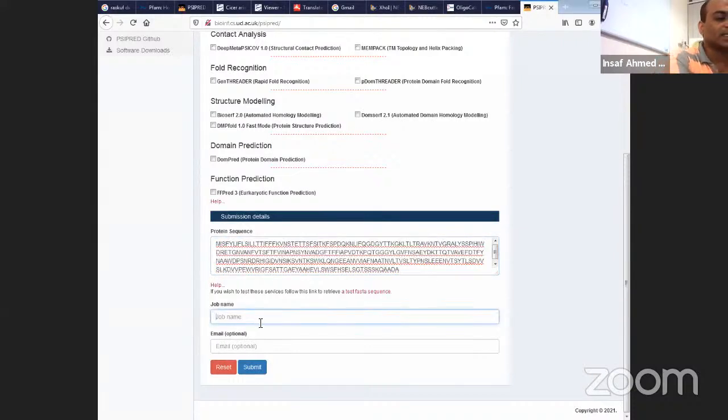Just put something like CPL. Okay, chickpea lectin, CPL. Sometimes the server is slow. Now it's all together like 16 people participating and one is me. If 16 people run together, this server will be slower. It will take time to give you the output. We can put an email here, your personal email ID, and then you can tell the program to submit.